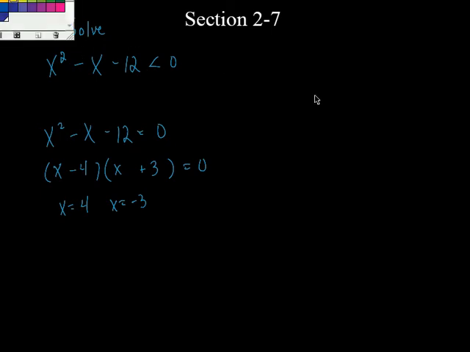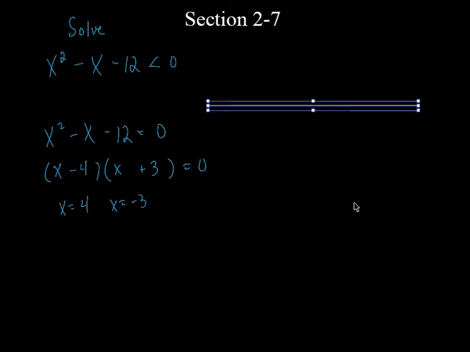Let's try a different color. I'm going to draw a little number line. We've been doing some number lines with this stuff. So here's a little number line. And do you see what I found for x? I'm going to put those two values on my number line. So I'll put -3 on the left because that's smaller, right? And I'll put 4 over here on the right because that's bigger.